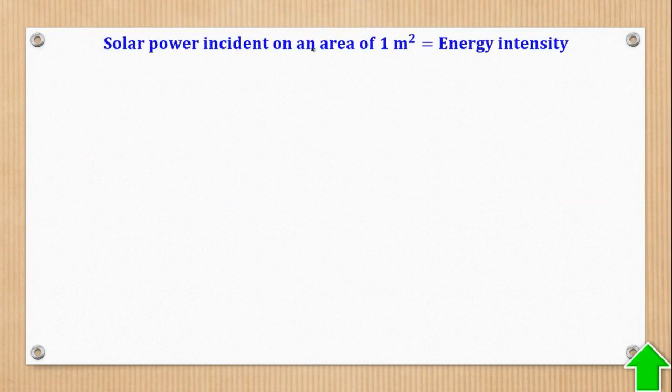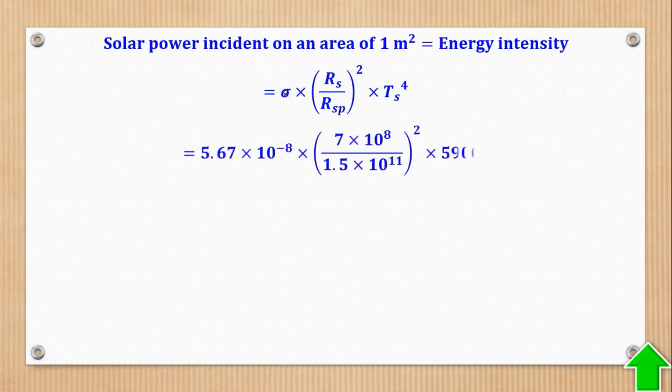So solar power incident on an area of 1 meter squared is the same as energy intensity. Like I told you, energy intensity, as the area has to be 1 meter squared. And we know that the formula of energy intensity is given by that. Therefore, we shall substitute Stefan's constant, radius of the sun over the distance between the earth and the sun, then the temperature of the sun raised to power 4. Then when I simplify, I'll come up with that as the solar power they wanted.